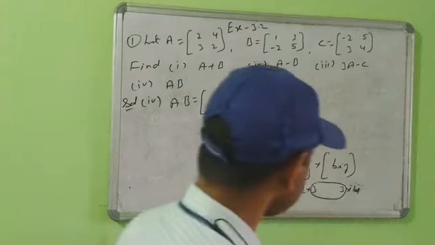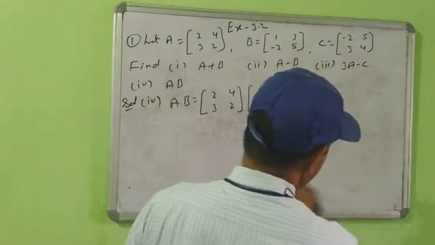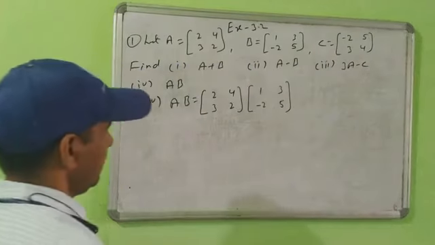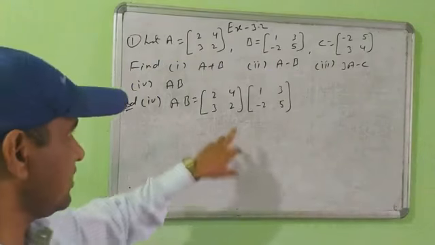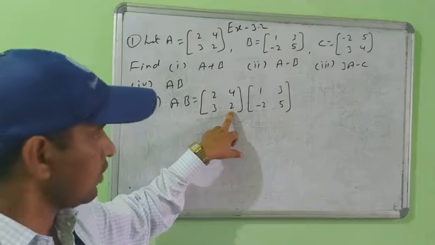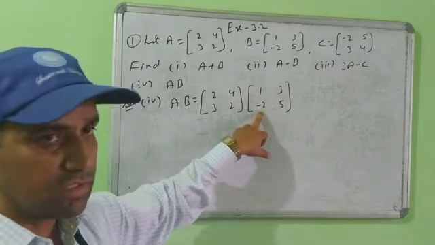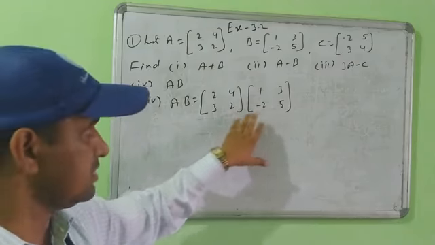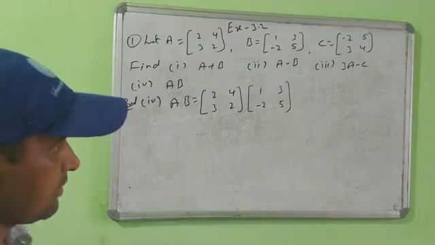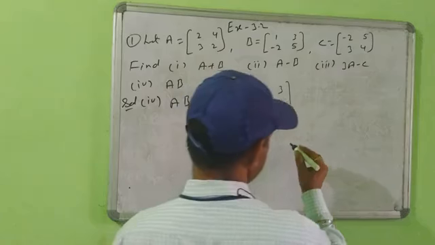Now, the next thing is how to multiply. This condition is satisfied: the number of columns of the first matrix matches the number of rows of the second matrix. After that, how do we multiply the matrices?